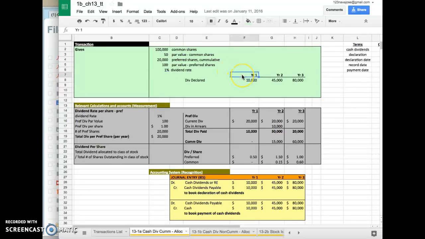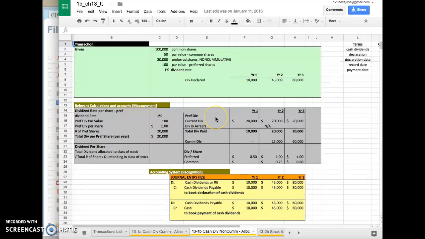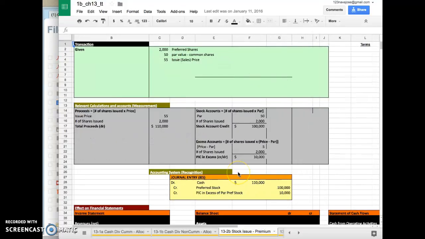Here are some of the numbers that relate to the problem, and then you are able to do a calculation in the middle here to get to these numbers down here. So my point here is that you need to review these handouts so that you can see how I would solve some of those problems that are similar to this one. There's another one here. The next one is similar to the first one, except this one is non-cumulative preferred stock. The following one deals with stock issues.